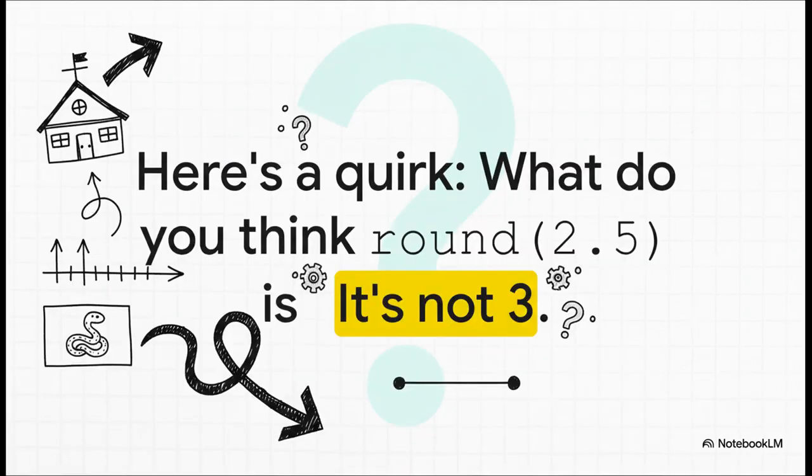And the weirdness doesn't stop there. So another question for you. Most of us learned in school that if a number ends in 0.5, you round up. So what do you think Python does when you ask it to round 2.5? Well, you might be surprised to find out the answer is actually 2.